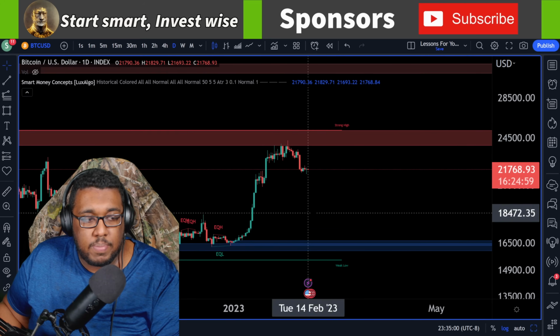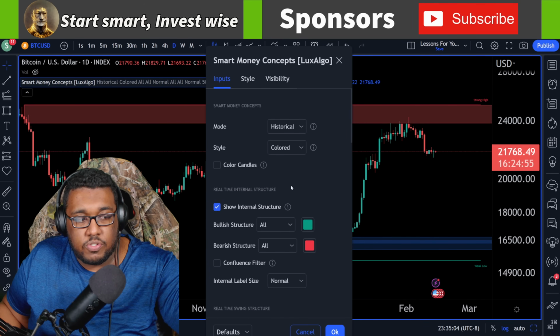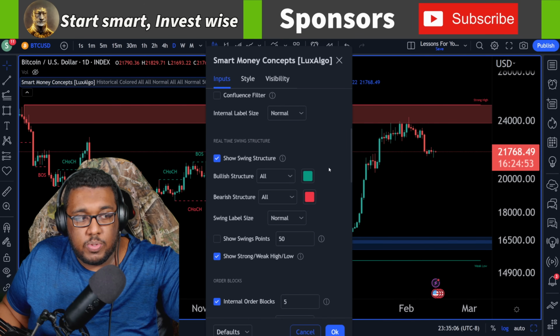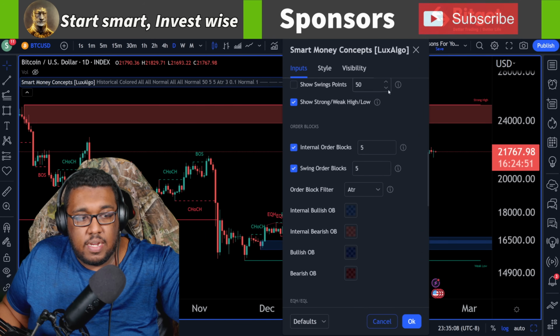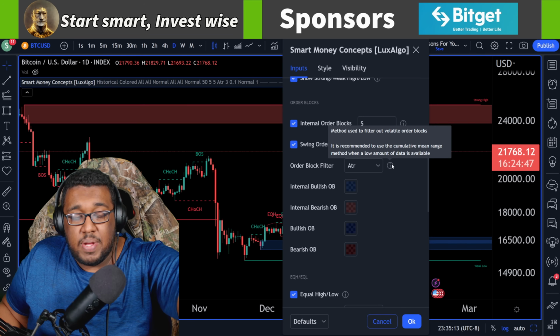We're going to zoom back in here bit by bit, and I'm going to turn on all the stuff I just had off a few seconds ago. Internal structure back on, and show swing structure back on as well. Next up, we're going to be looking right here at order block filter. This one is the method used to filter out volatile order blocks.